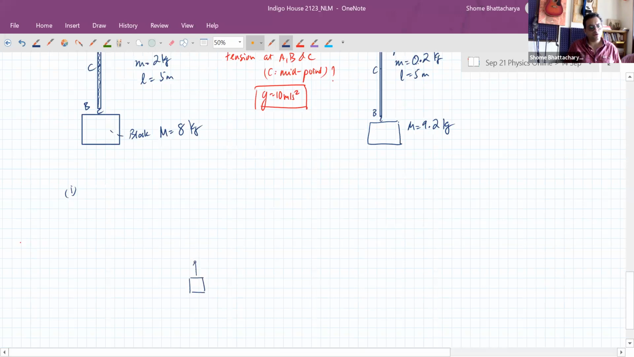So in the first case, if you start with the free body diagram of the block, you can see that on the block, whatever force will act, that is the tension at the point B, and that will balance the weight of the block. So tension at the point B will be, if the block is at rest, its acceleration is 0. So that will be 80 newtons.